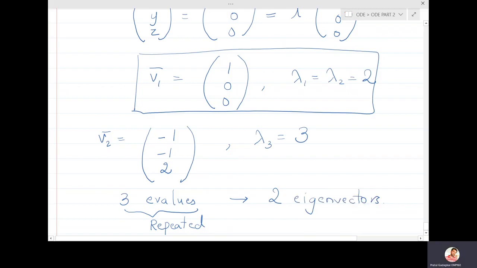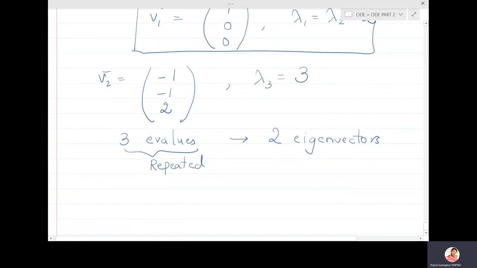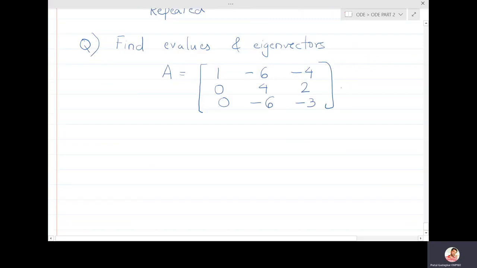But it may happen that even if you get repeated eigenvalues, we may get three different eigenvectors which are linearly independent. Noted. Let us take this example and find the eigenvalues and eigenvectors. What category does this problem fall into? Even if I get repeated eigenvalues, I'm going to get three different linearly independent eigenvectors. So how will you get three eigenvectors even though the eigenvalues are repeated? Okay, so, solution.